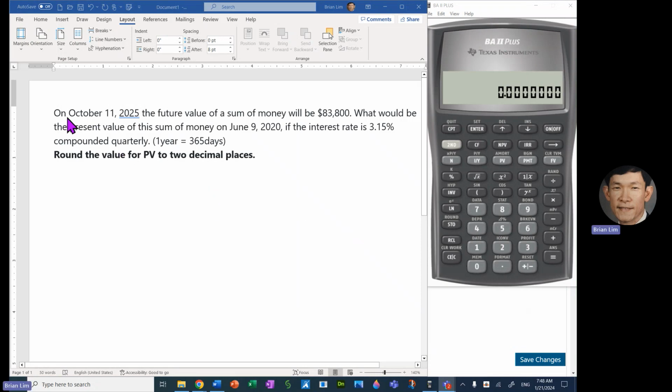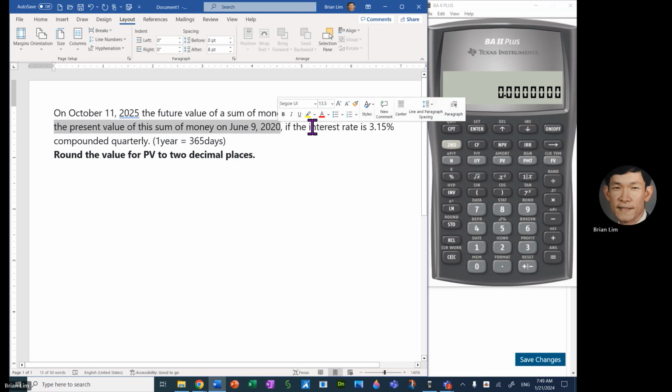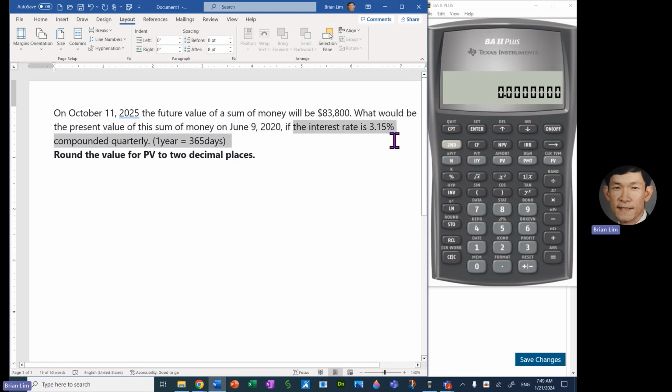Okay, here is the question. On October 11th, 2025, the future value of a sum of money will be $83,800. What would be the present value of this money on June the 9th, 2020? The interest rate is 3.15 compounded quarterly.